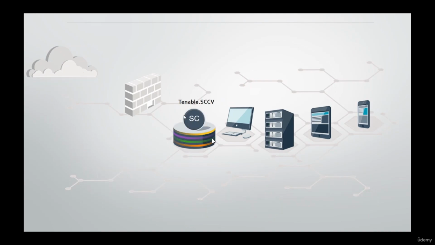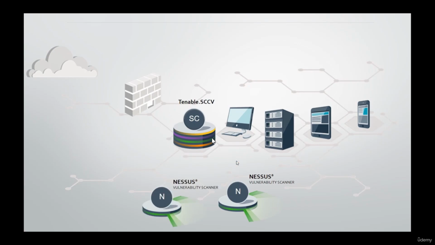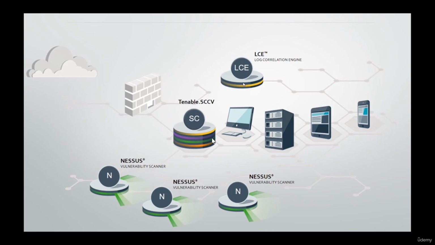Now we have the Tenable Security Center continuous view. The continuous view adds to the Nessus scanner and the Nessus manager. We add the LCE, the log correlation engine. This is the server, and you need to get the logs from your SIEM or from the endpoint itself by installing an agent. We also have the Nessus network monitoring.